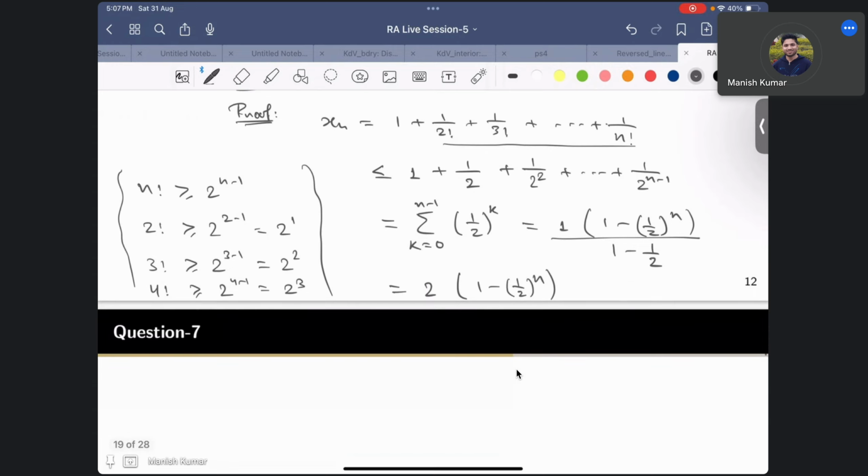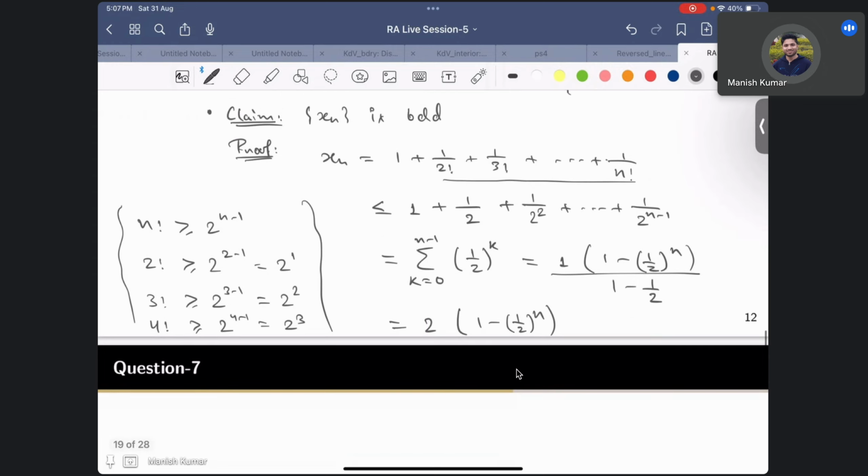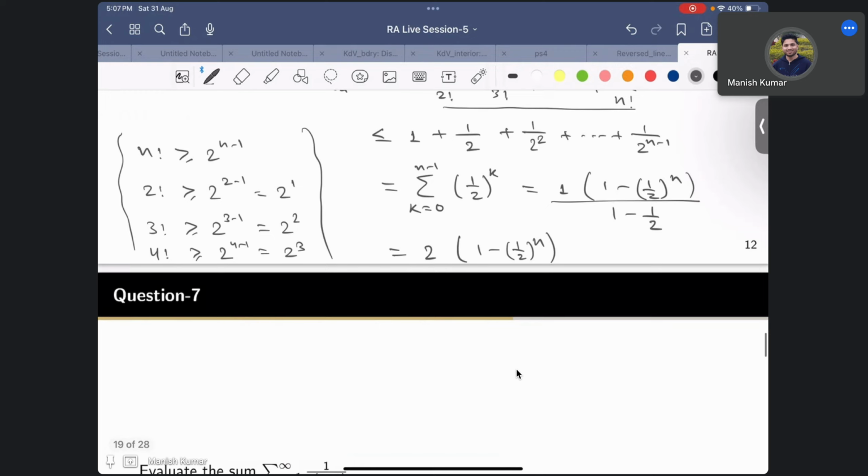Now I was claiming that xn is bounded, so you can clearly see that this term, 1 by 2 raised to the power n, is always less than or equal to half, right? It is a decreasing sequence.